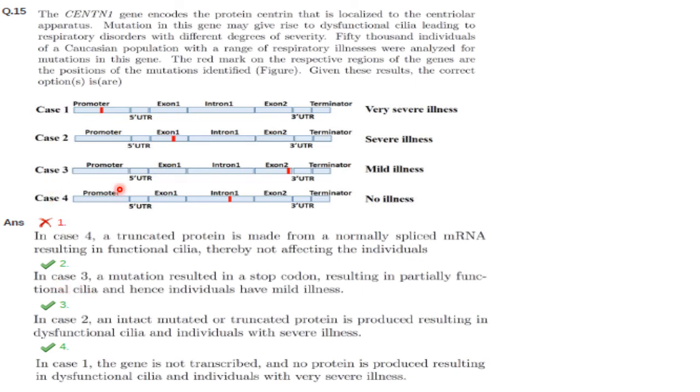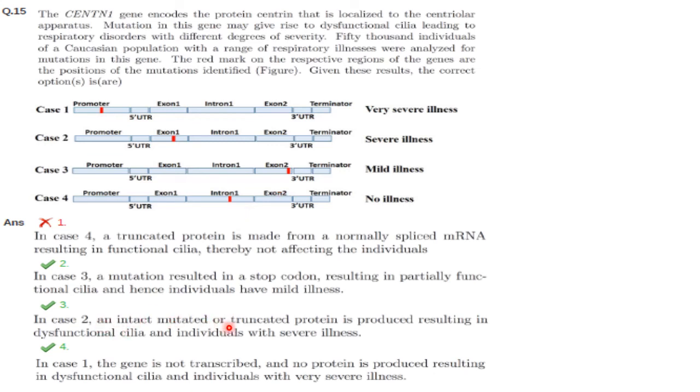Then option 2, in case 3, that is over this one. A mutation resulted in a stop codon resulting in partially functional cilia and hence the individual has mild illness. So we can see that the mutation is near the terminator region. Since the mutation is in the exon 2 region, it will result in an almost full protein with termination before a fully functional protein is synthesized. Why? Because the mutation is over this region. It is close to the terminator. That means after translating the exon 2 region, it will end in termination of the fully functional protein. But since there is a mutation over here, even before exon 2 is fully translated, it will be terminated because of that particular mutation. Hence the resulting protein is only partially functional and hence the individual has mild illness.